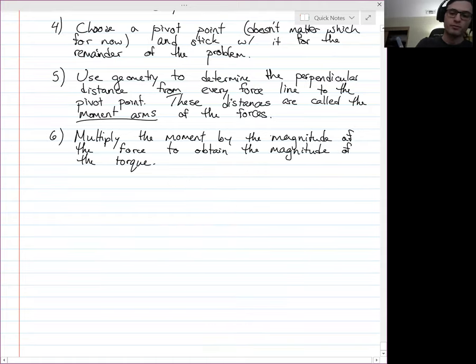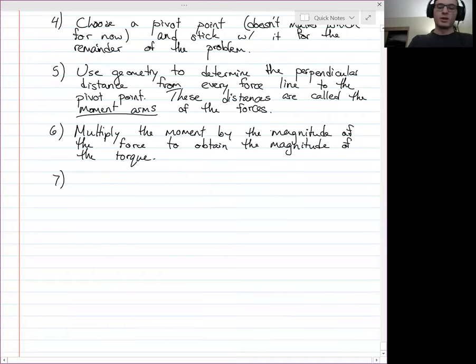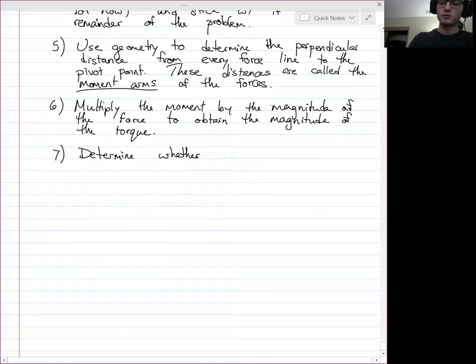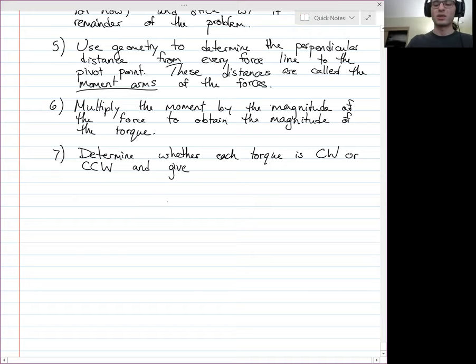Step seven: determine whether each torque is clockwise or counterclockwise, and give each torque its corresponding sign. So six and seven are kind of mashed together, because instead of saying the magnitude of the torque is blah, blah, blah, you could just say the torque is plus blah, blah, blah, or minus blah, blah, blah. So you can kind of mash six and seven together.